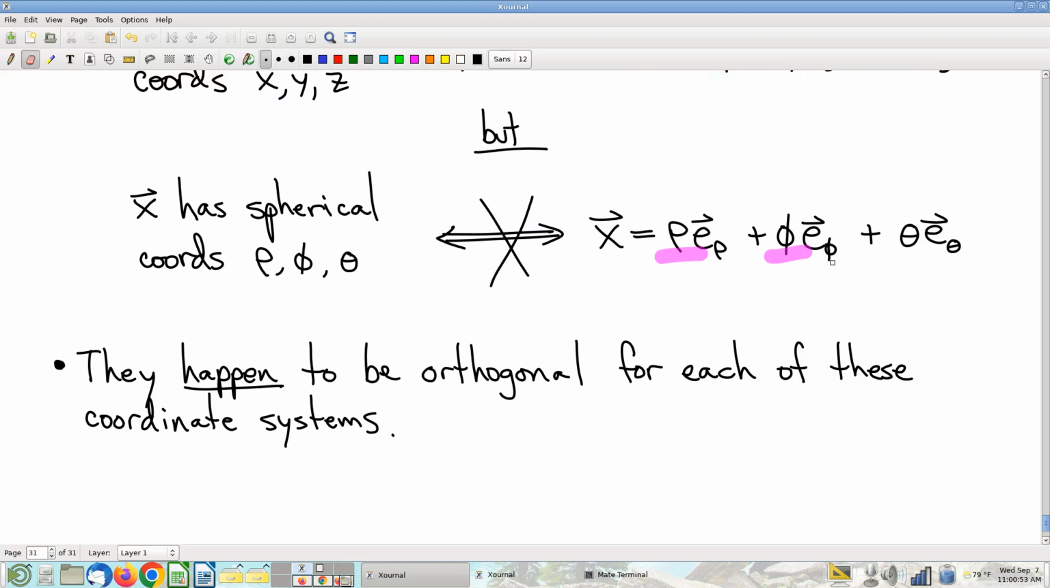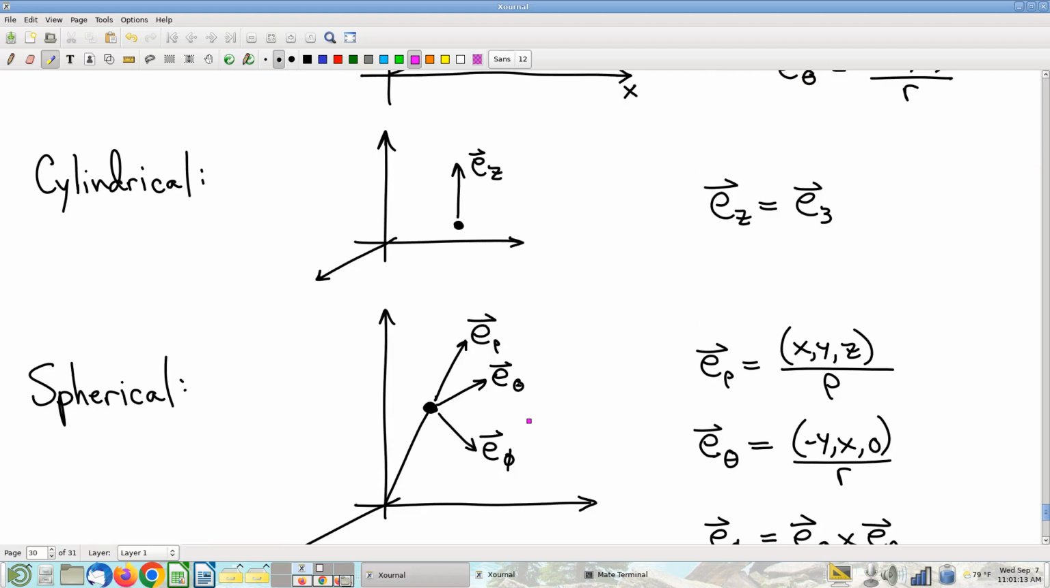Real quick, they do happen to be orthogonal. That's kind of a lucky convenience of the three coordinate systems that we use. They don't have to be. It's not part of the definition, but they conveniently are, and that's nice, but it's coincidence. Okay, so why are we talking about these standard basis vectors?